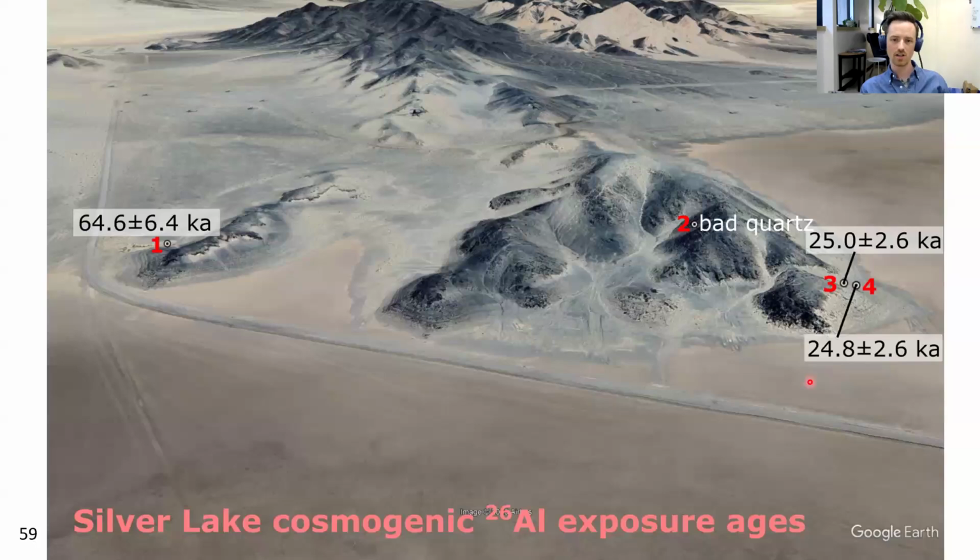And then here are the apparent exposure ages. These are the effective ages of these boulders. So we have about 25,000 years and 65,000 years.